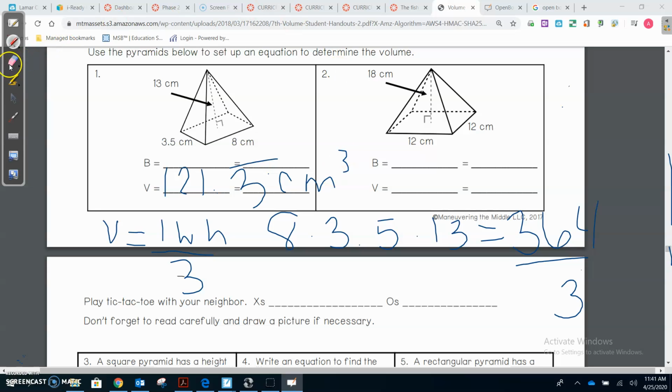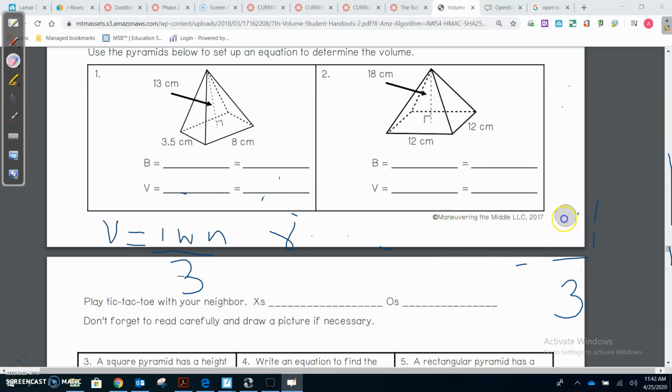So let me erase this, and we're going to give it one more try on the second one. And your quiz, right after you view this, will look just like this. It's going to have the 3 dimensions listed. So you're doing length times width times height divided by 3.